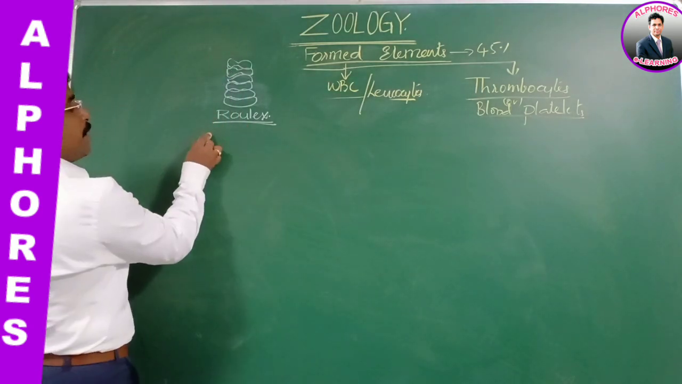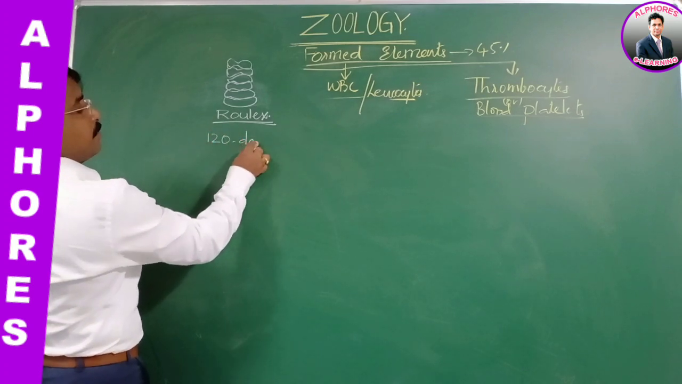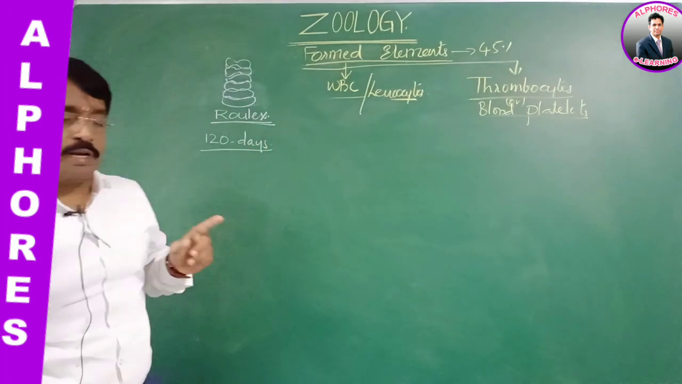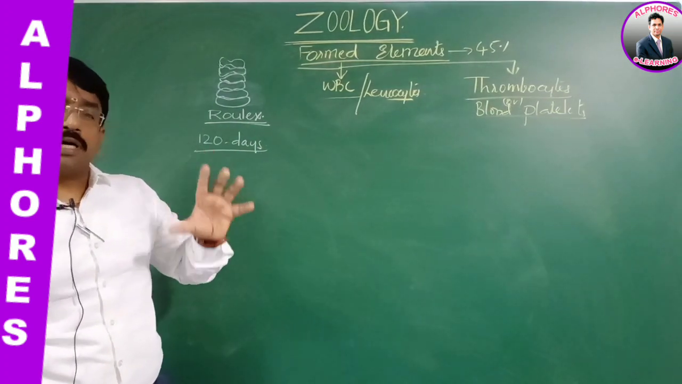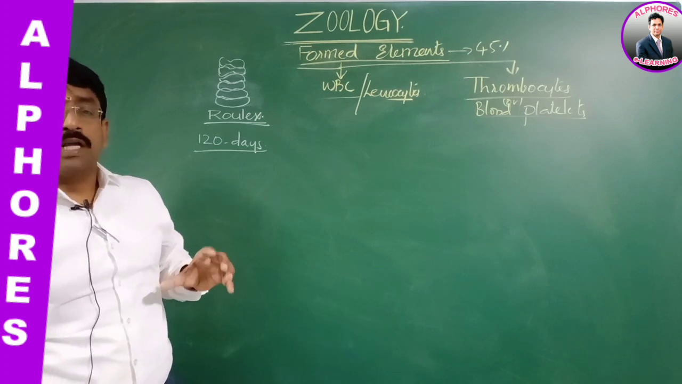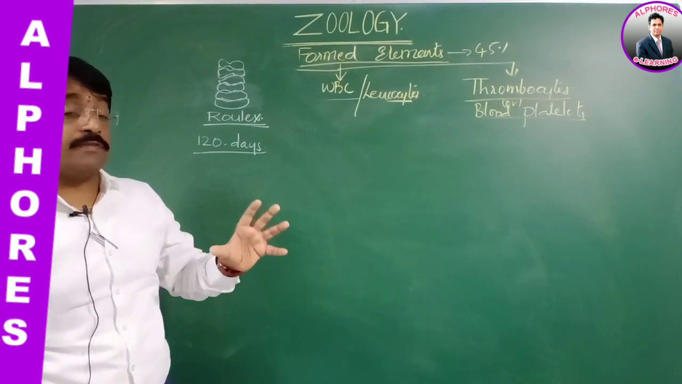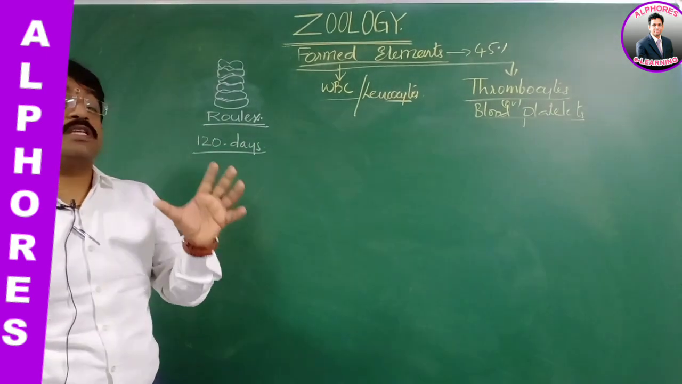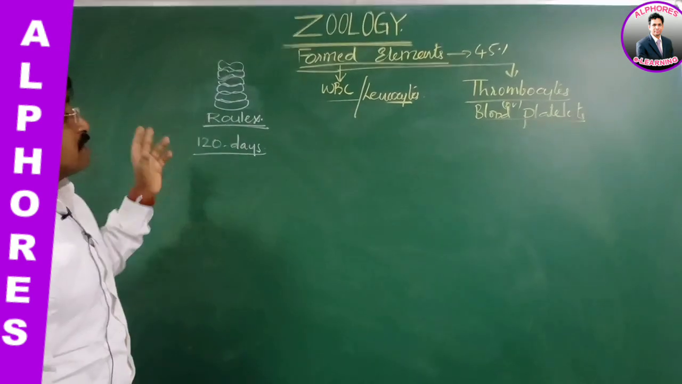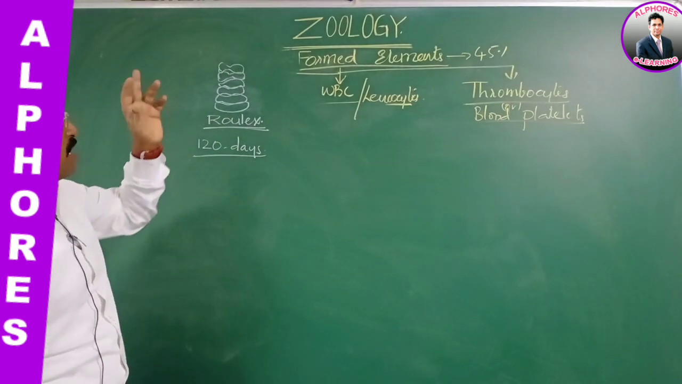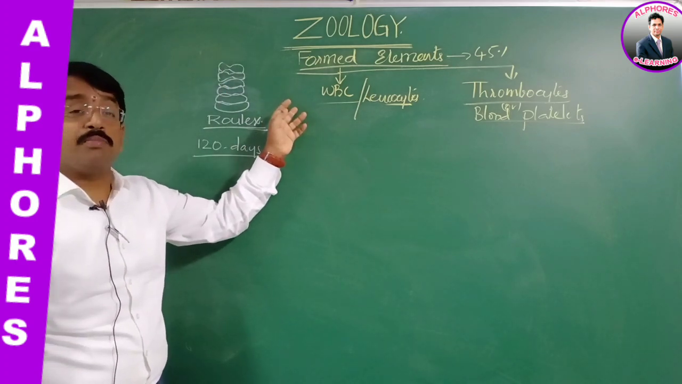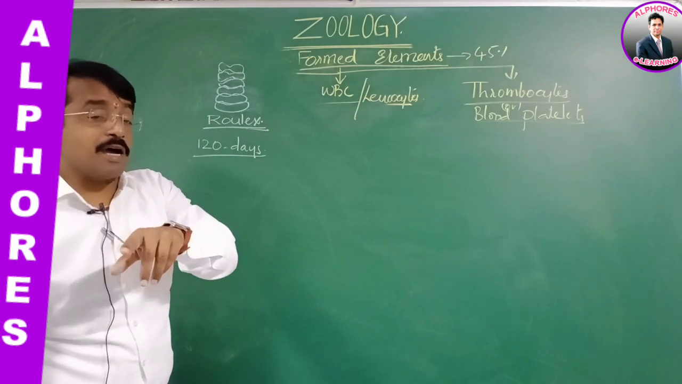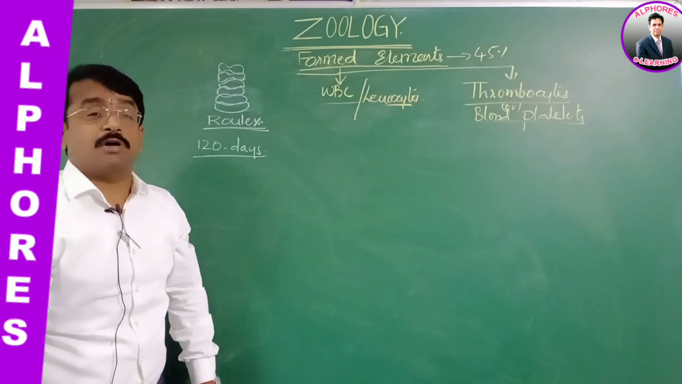RBCs have a lifespan of 120 days. We have discussed one point: in the case of chordates versus non-chordates, the RBCs in vertebrates or chordates have hemoglobin, the respiratory pigment, present in the blood cells, whereas in non-chordates it is dissolved in the blood plasma. This is the main reason why. However, in the earthworm the RBCs are absent, yet the blood is red in color.